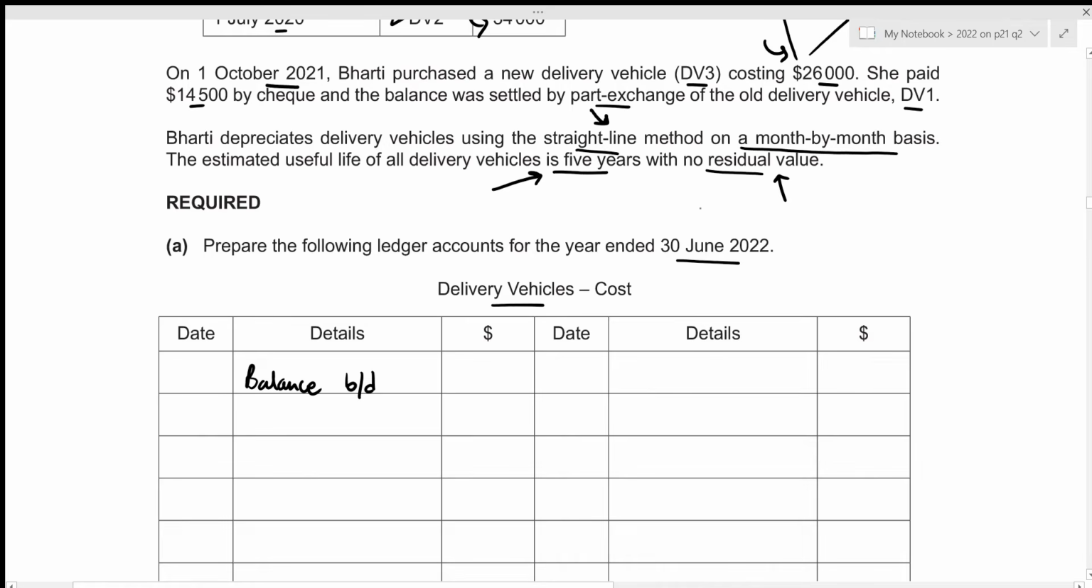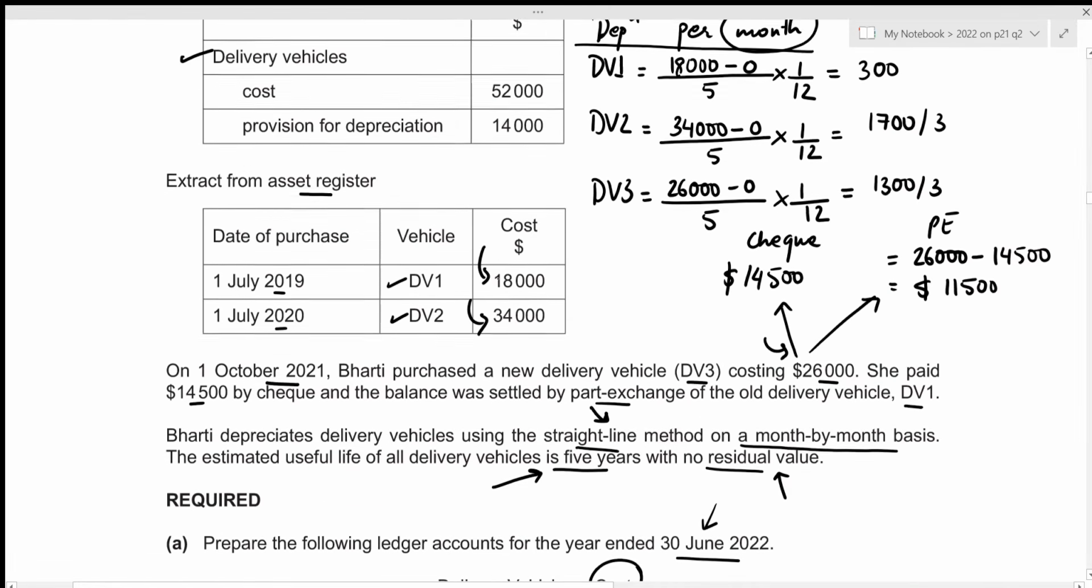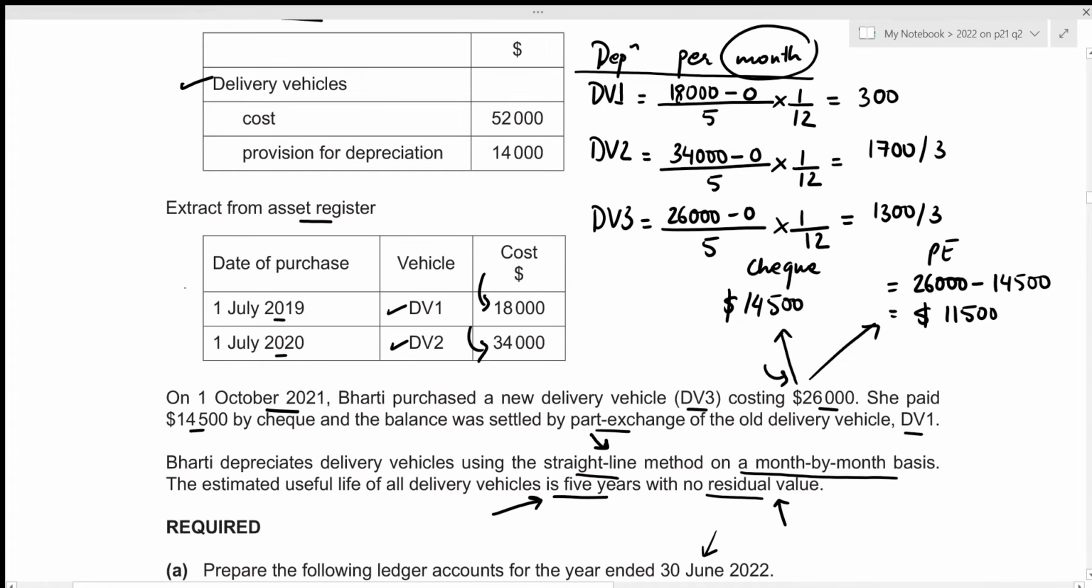And we're told that the year end is 30 June 2022, which means that our opening date is going to be 1st July 2021. So that will be 2021, 1st July. And we are preparing the delivery vehicles cost ledger, which means that the opening balance should include the cost of the existing delivery vehicles. At the date of 1st July 2021, our existing delivery vehicles were delivery vehicle 1 and delivery vehicle 2. So the total cost to be included as our opening balance will be 18,000 plus 34,000, which results in 52,000. Let's write it down in our ledger.